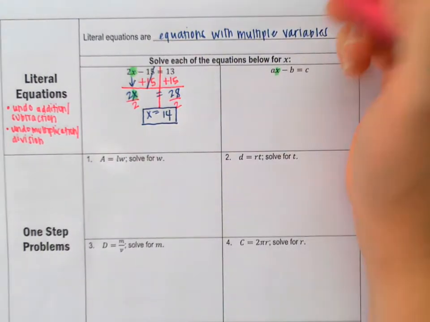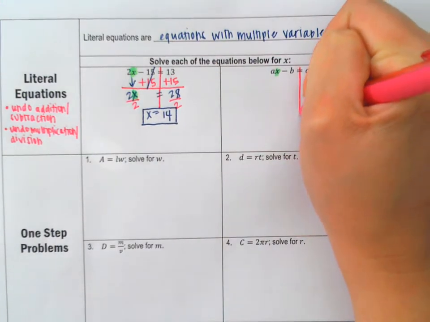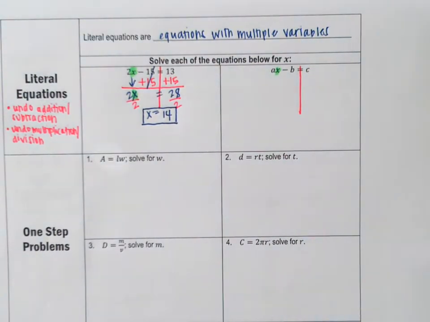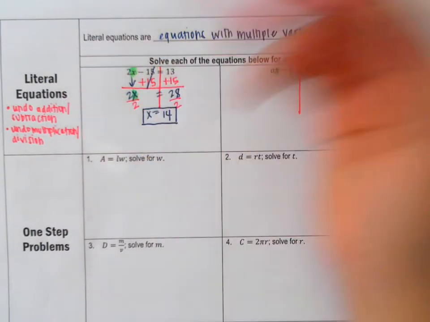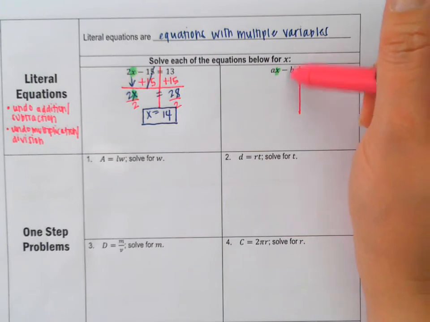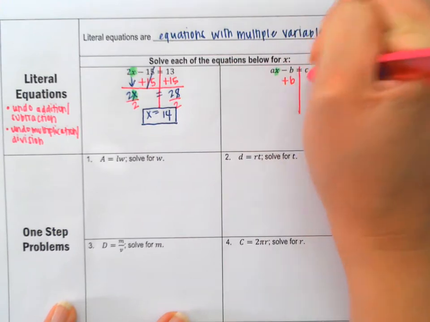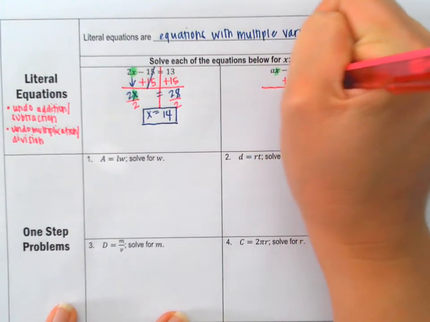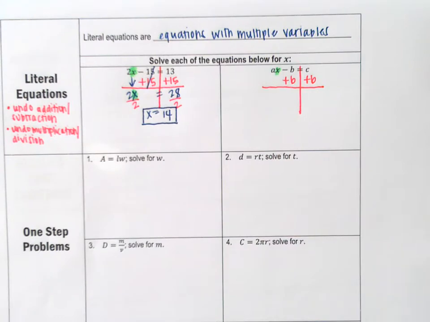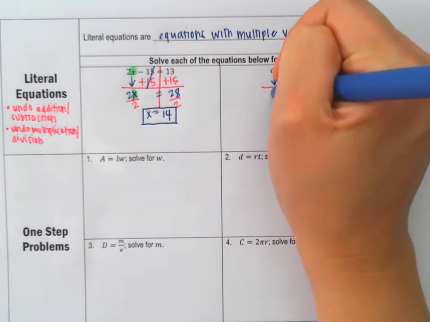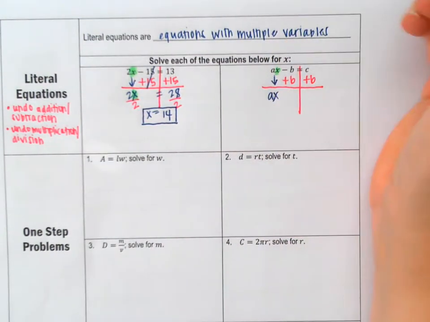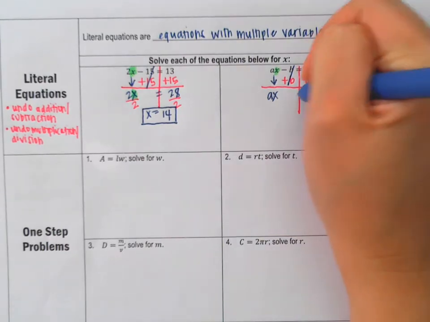And again, if you need to draw a line, great, do that. What we can do first is undo anything that's being added or subtracted. This is a minus b, so to undo a negative b, I'm going to add b to both sides. And then ax comes down, negative b plus b cancels. Anything like a negative and a positive of itself is always 0. And then equals c plus b.